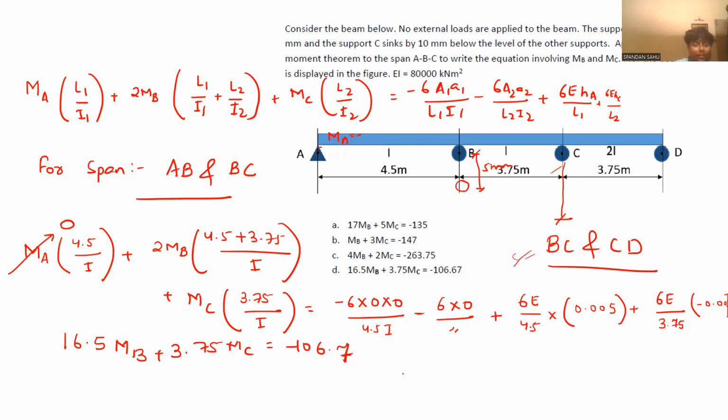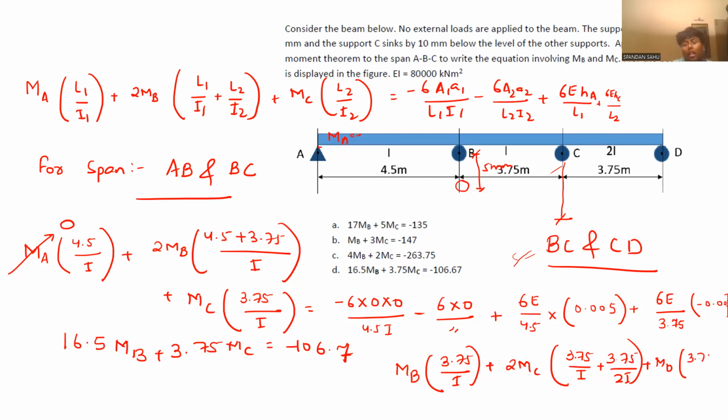Now I am writing. See, just MB. I am not shouting, I am just writing. Now my energy level got reduced. What about MD? MD would be 0 because it is the end moment.